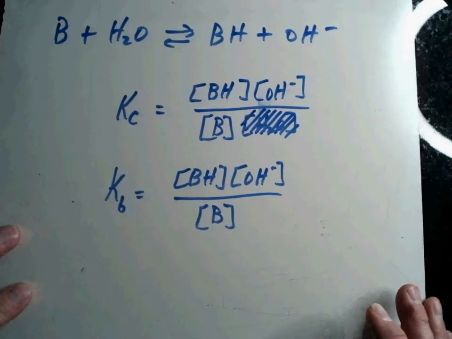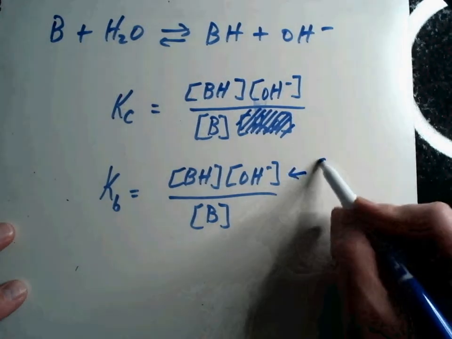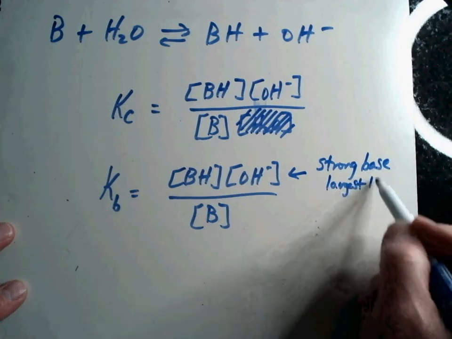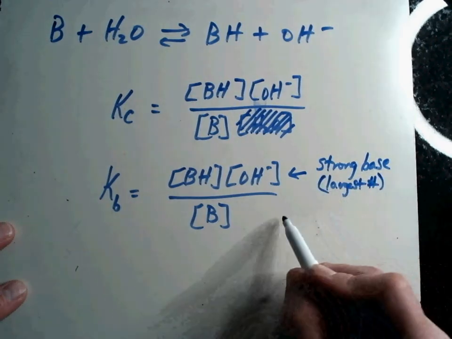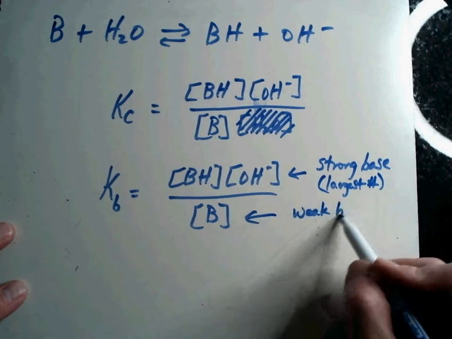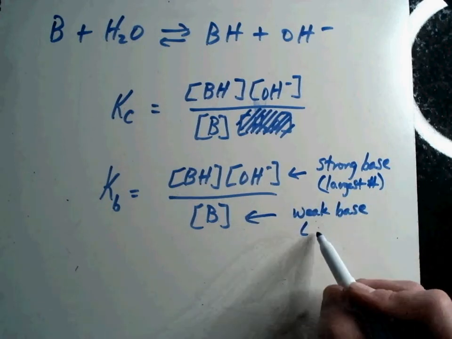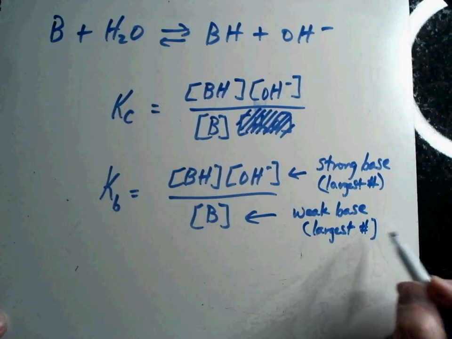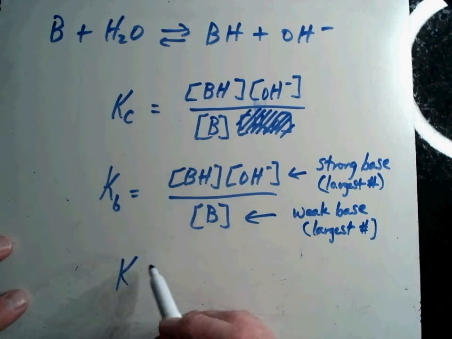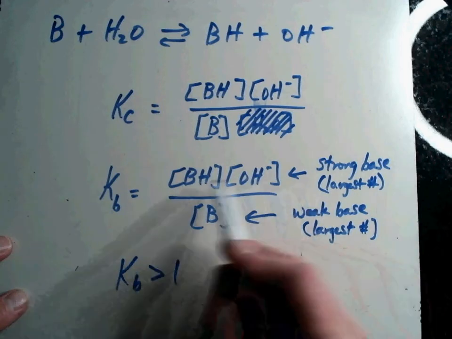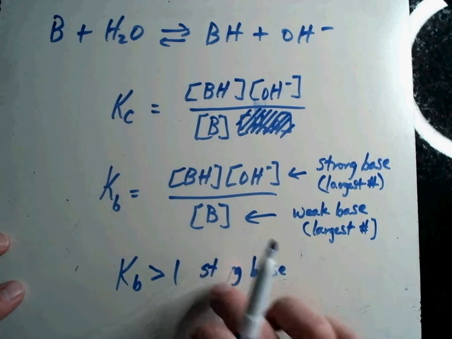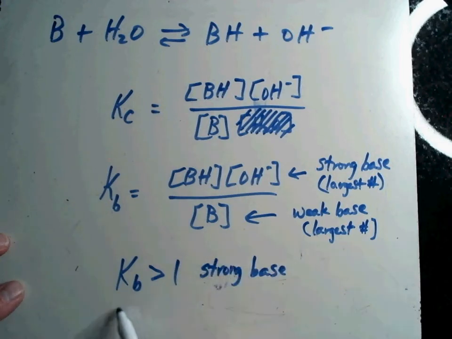And the exact same thing is true. It's a strong base if this is your largest number. It's a weak base if that's your largest number. Okay? So it works the same way. If your Kb is greater than 1, that means the top number is bigger, it's a strong acid, or excuse me, strong base. If your Kb is less than 1, it's going to be a weak base.